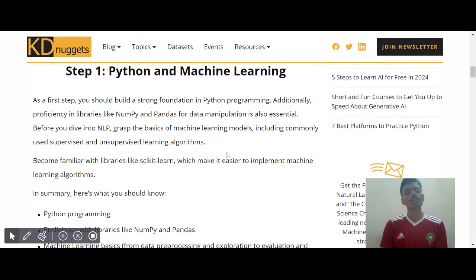As a first step, you should build a strong foundation in Python programming. Additionally, proficiency in libraries like NumPy and Pandas for data manipulation is also essential. Before you dive into NLP, grasp the basics of machine learning models, including commonly used supervised and unsupervised learning algorithms. Be familiar with libraries like scikit-learn, which make it easier to implement machine learning algorithms.